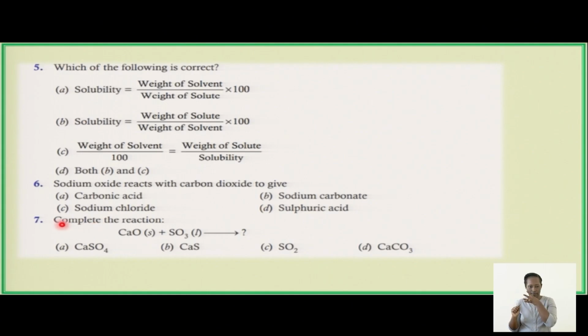And then you complete the reaction. Calcium oxide, when it reacts with sulfur trioxide, what is produced? A, calcium sulfate, B, calcium sulfide, C, sulfur dioxide, and D, calcium carbonate. You will choose the right answer. And this is for your homework. Remember, you can take a picture of this to keep the questions.